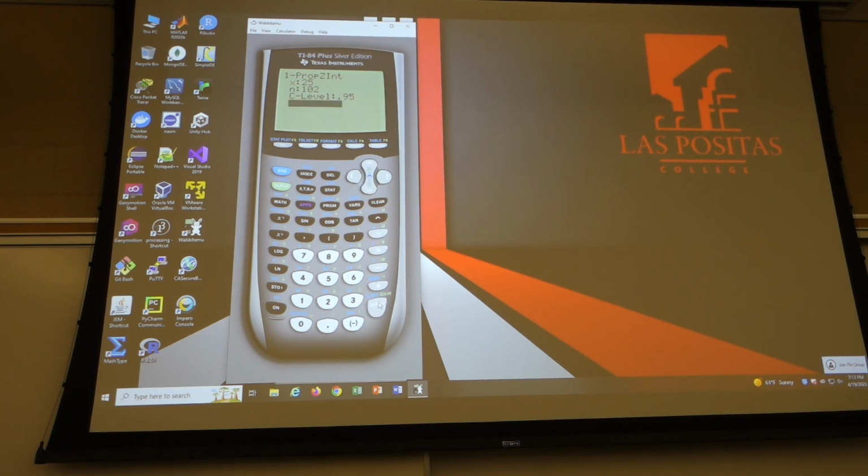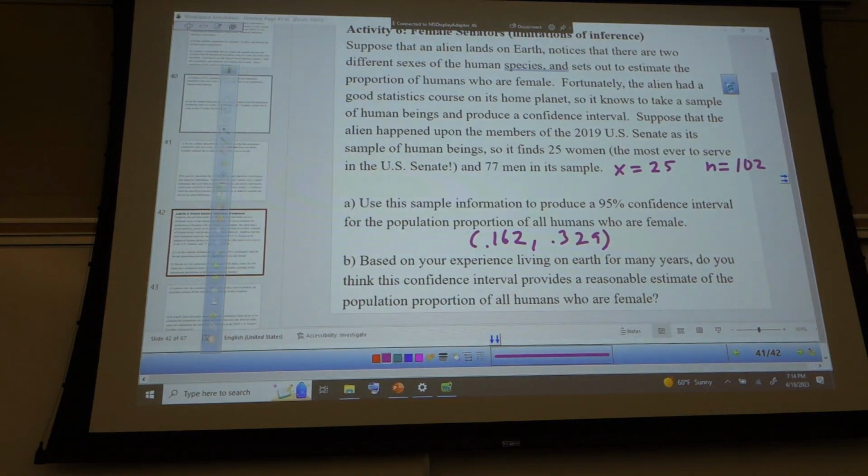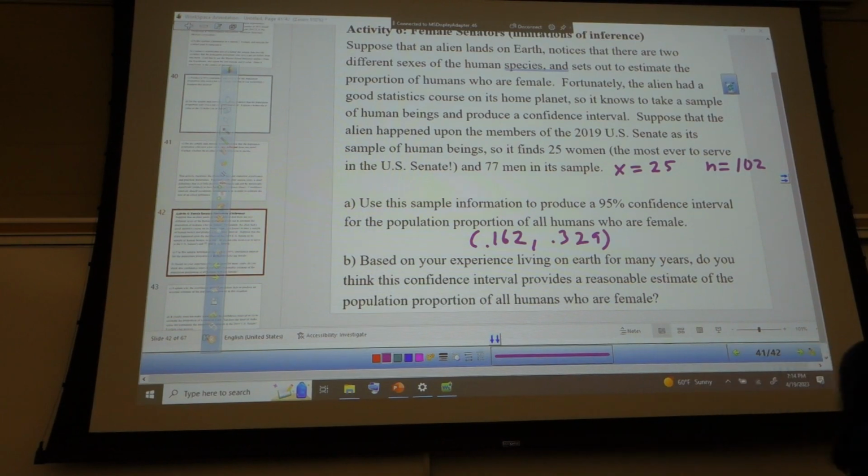We got 0.162 to 0.329. Okay? So the percentage of women should be between 16.2 and 32.9%. Based upon your many years of living on Earth, do you believe this confidence interval provides a reasonable estimate of the population proportion of all humans who are female?